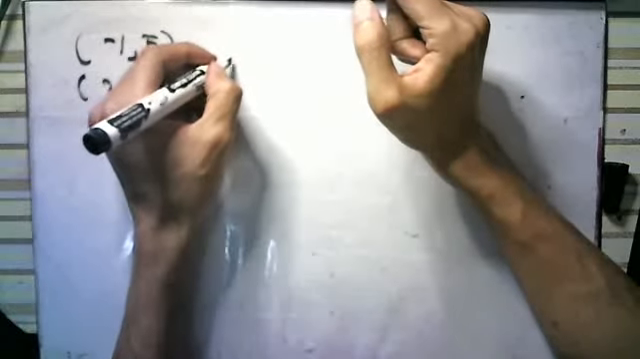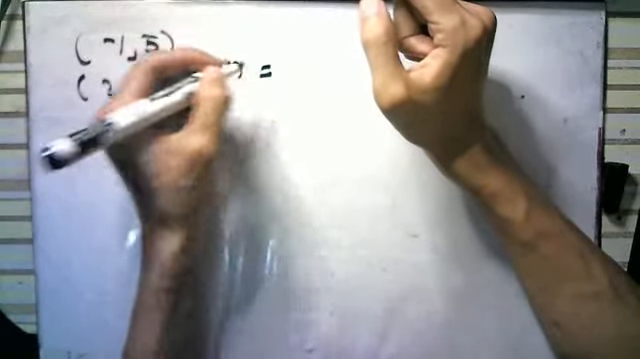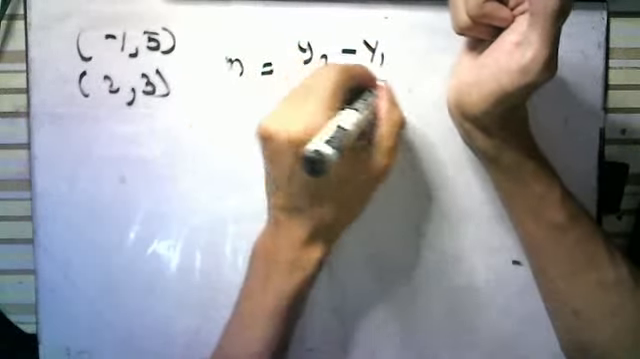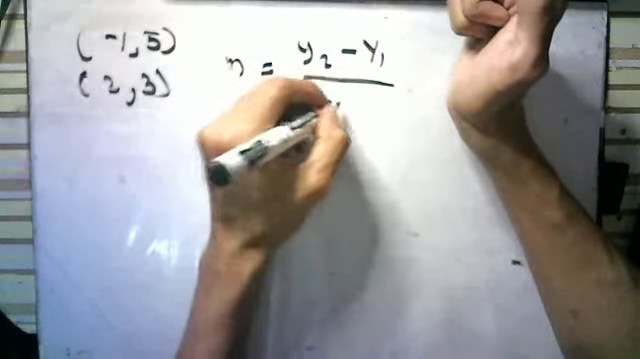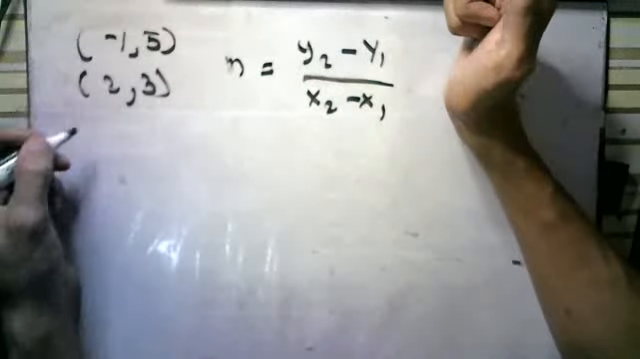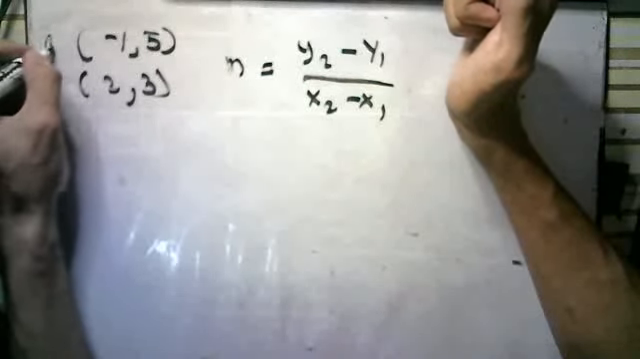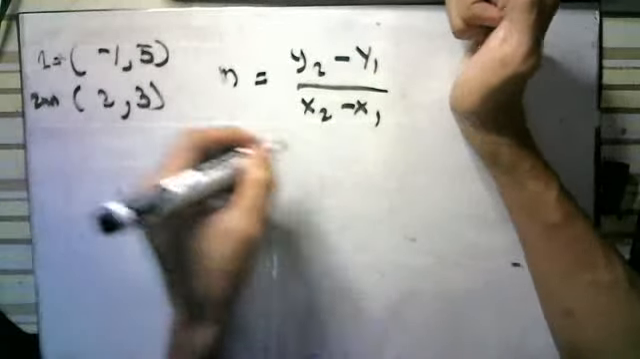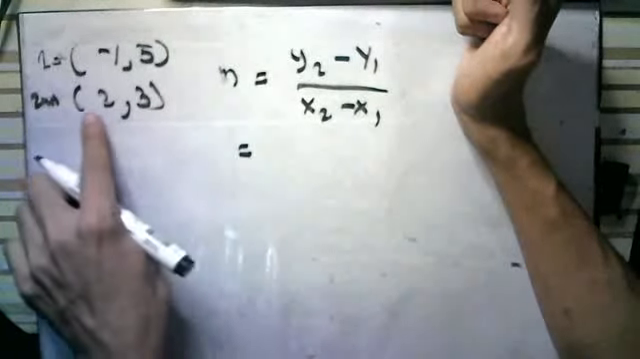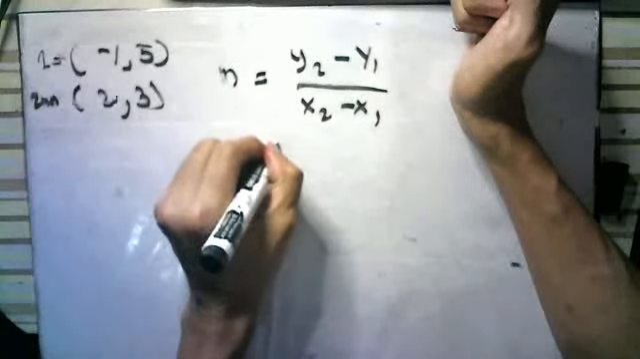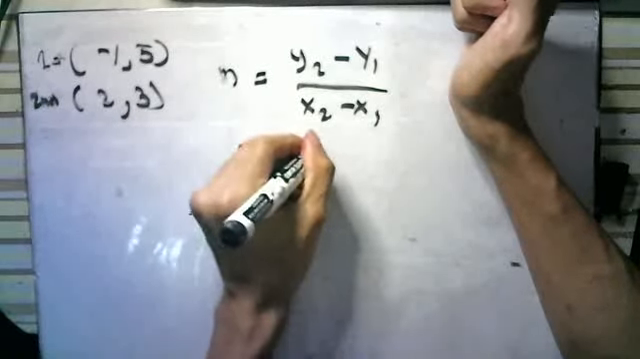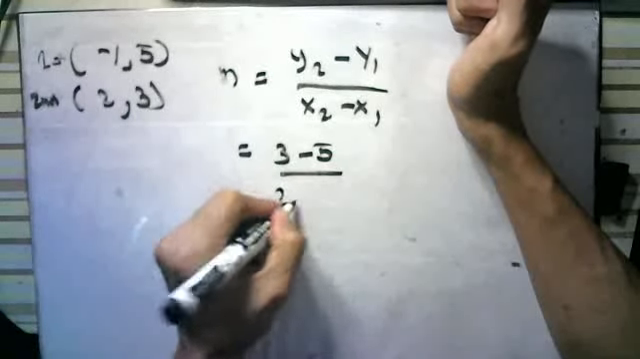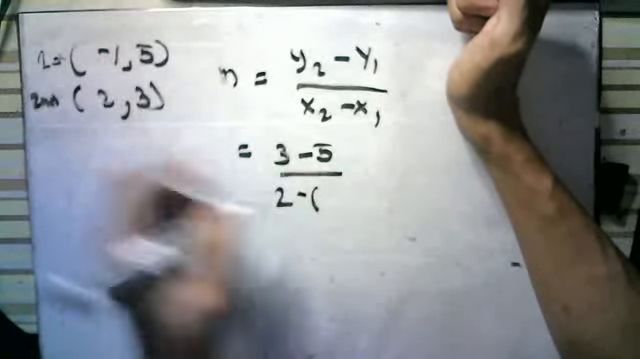Again, in order to find the slope, we have the formula m is equal to y sub 2 minus y sub 1 over x sub 2 minus x sub 1. This will be your first point, and this will be your second point. So, let's have this one. Y sub 2, that will be 3 minus 5 over x sub 2, 2 minus negative 1.